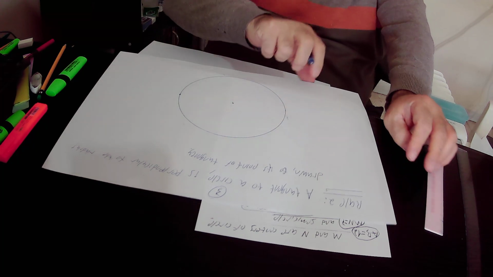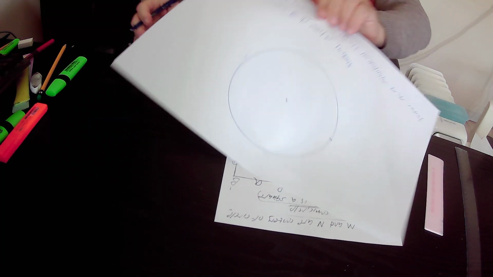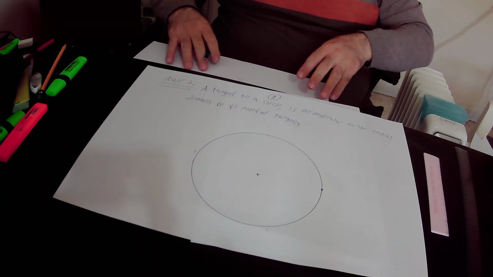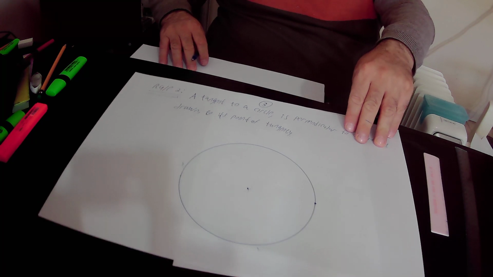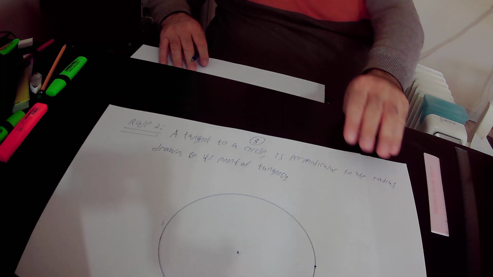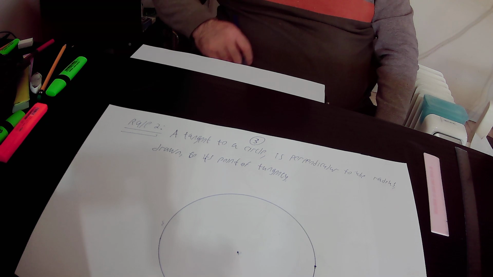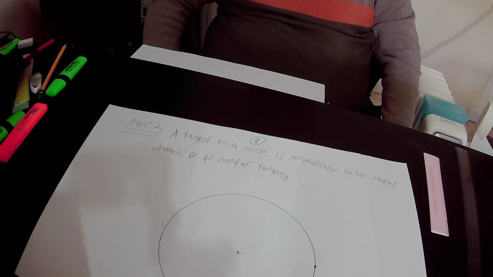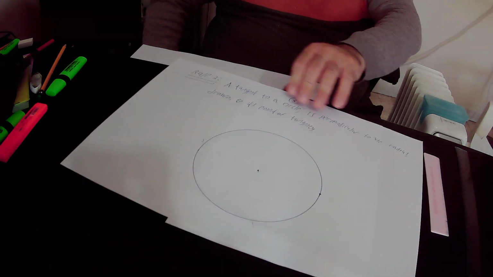I read rule number 2 again. According to rule number 2, a tangent to a circle is perpendicular to the radius drawn to its point of tangency. So what is the meaning of rule number 2?